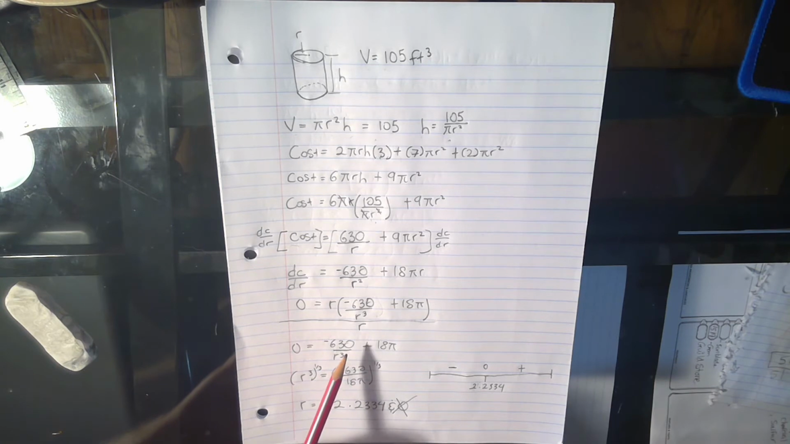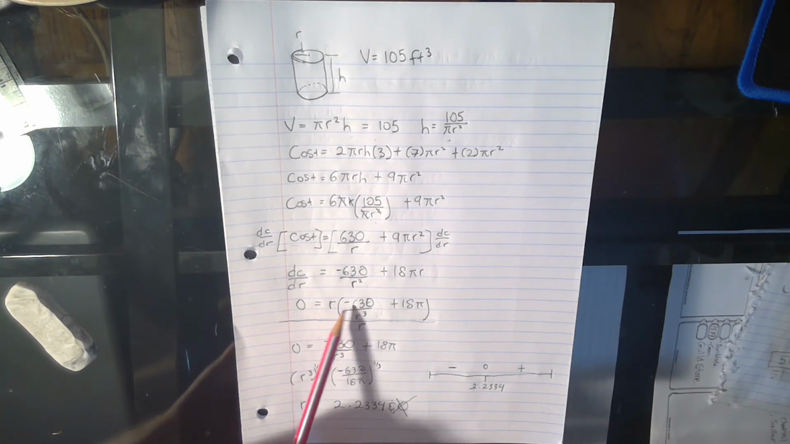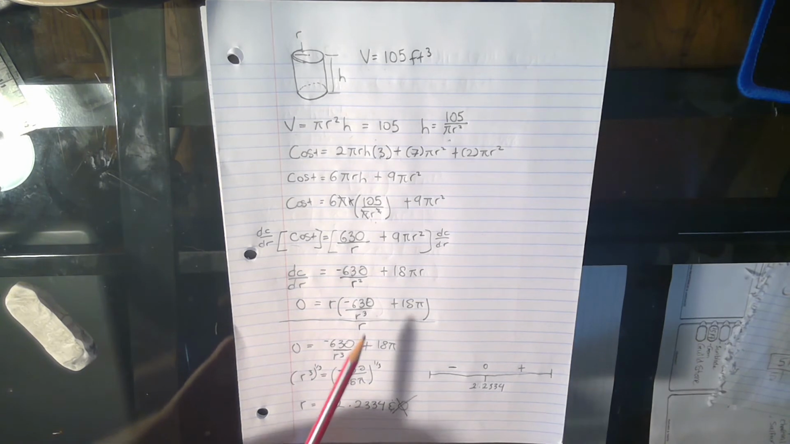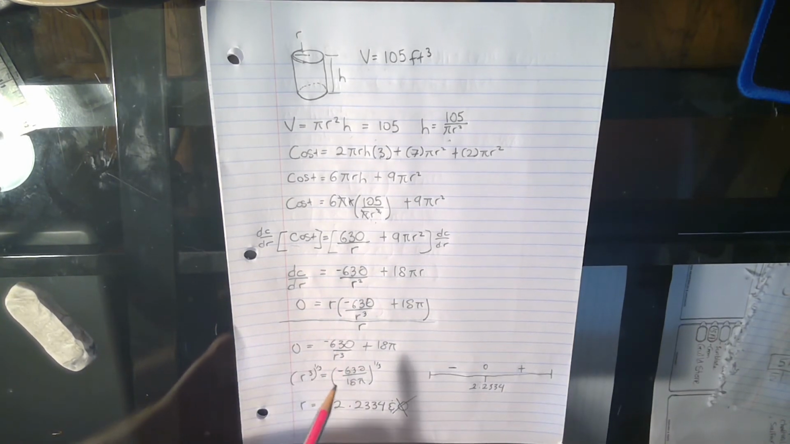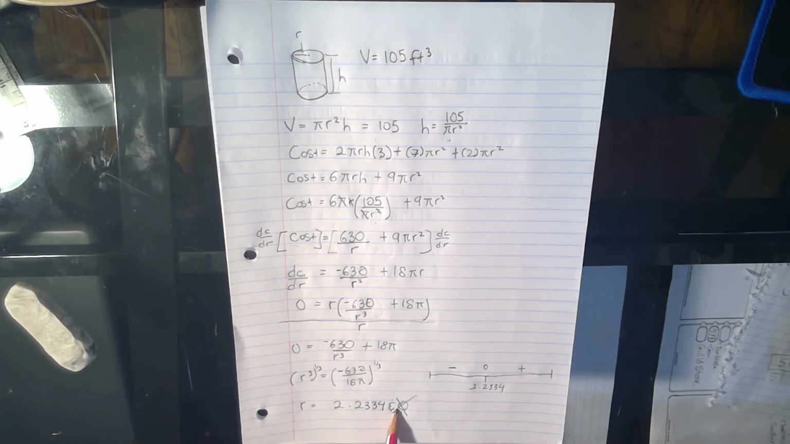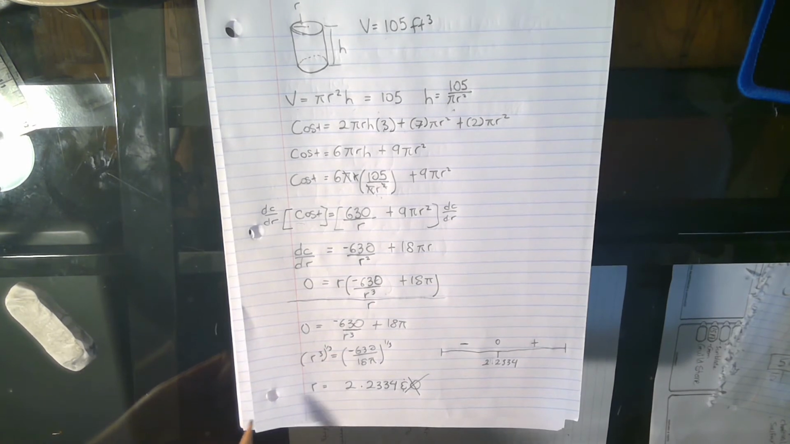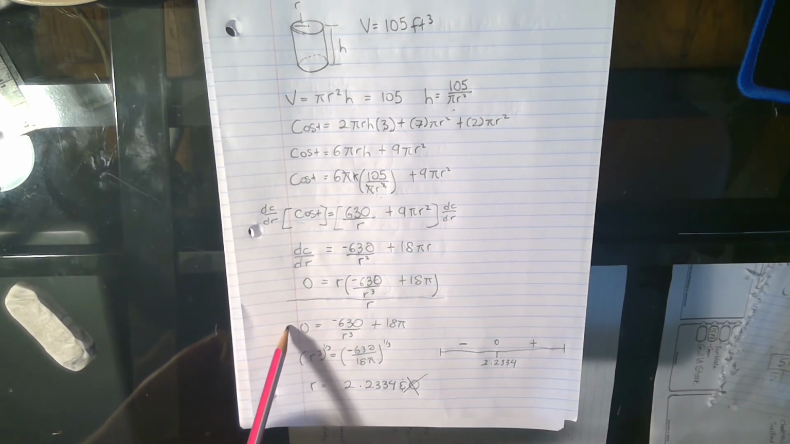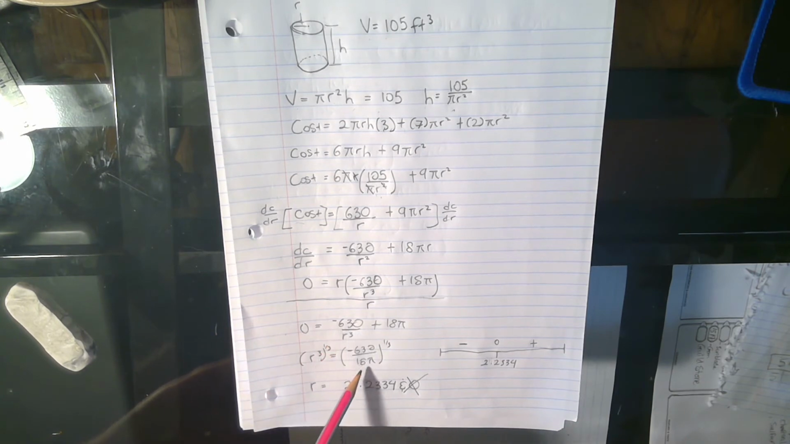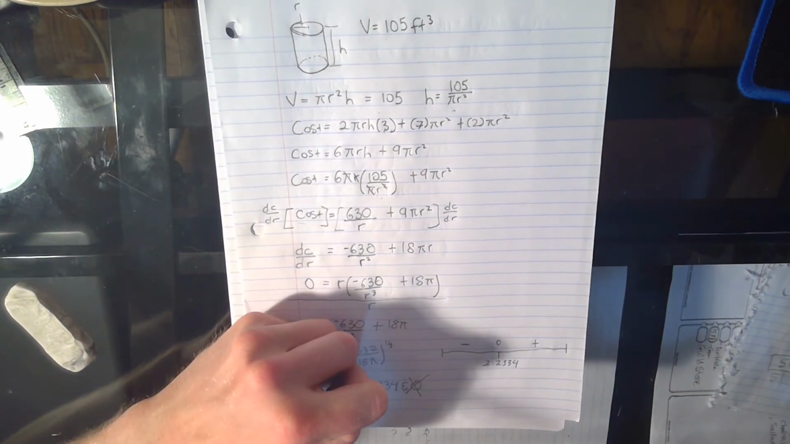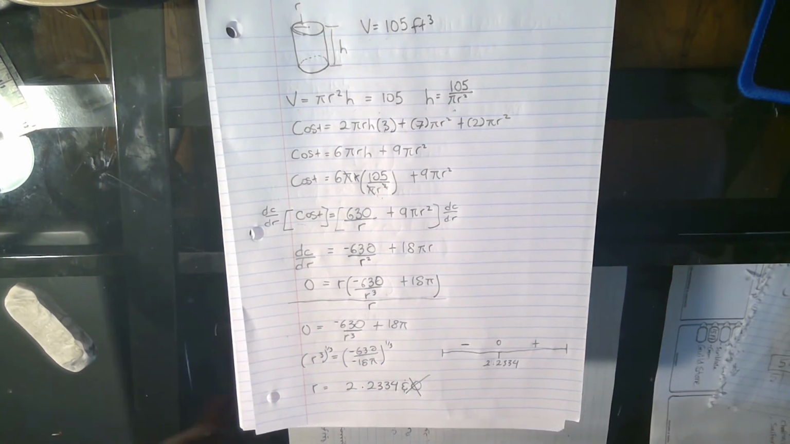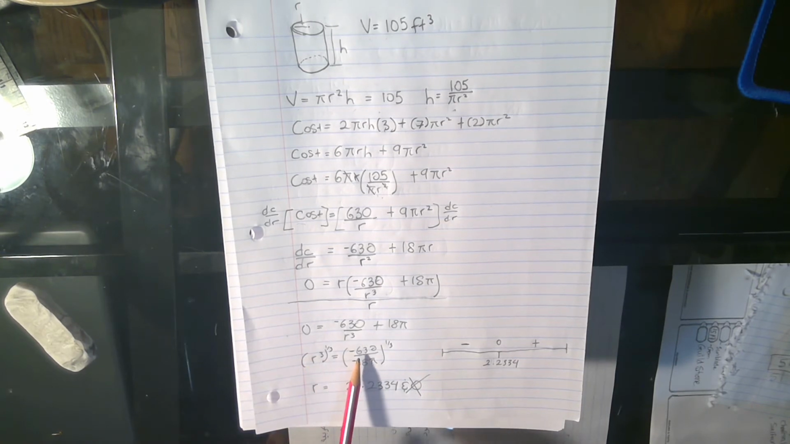To find the critical points, we can factor out an r. Instead of negative 630 over r squared plus 18 pi r, we have r times negative 630 over r cubed plus 18 pi. Factoring out that r, we know one of the critical points is 0. Of course, we can't use that because in real life we can't have a radius of 0. Now we rewrite this equation: minus 18 pi goes over here, r cubed comes over here, and negative 630 divided by negative 18 pi. These two negatives cancel out. You take the cube root of r cubed and the cube root of this.